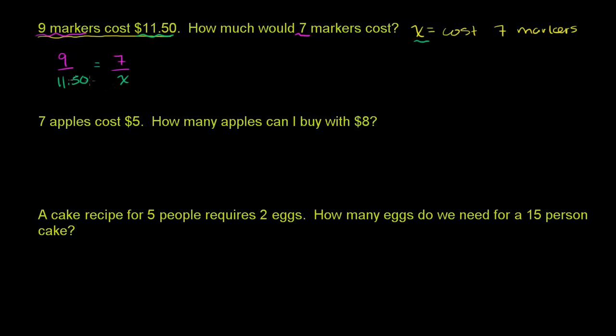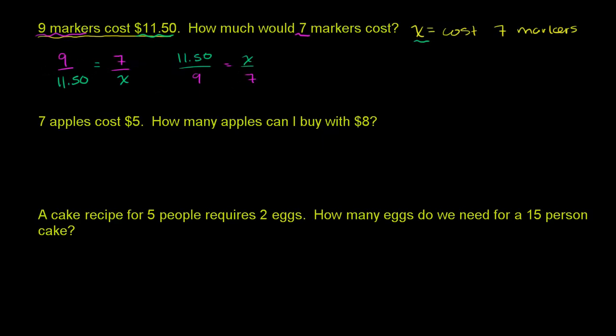And you could flip both sides of this, and it would still be a completely valid ratio. You could have 11.50 to 9. So the ratio between the cost of the markers to the number of markers you're buying, 11.50 to 9, is equal to the ratio of the cost of 7 markers to the number of markers, which is 7. So all I did is flip both sides of this equation to get this one over here.